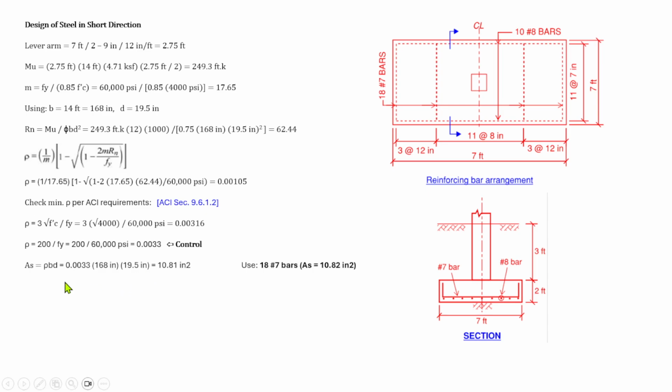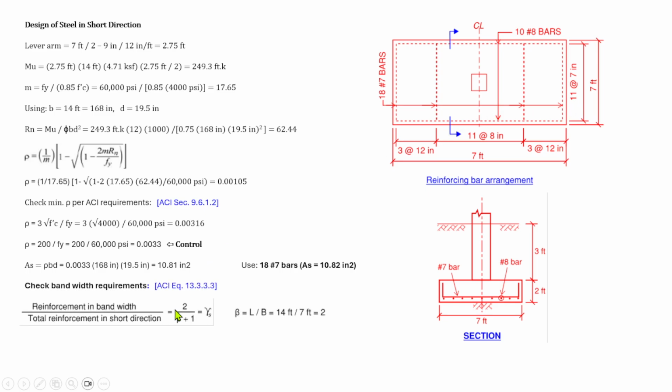So the area of steel required in the transverse direction is 10.81 square inch. So if we use number 7 bars, it's about 18 pieces of number 7 bars in the transverse direction, which is from here to there. So we will redistribute that one.